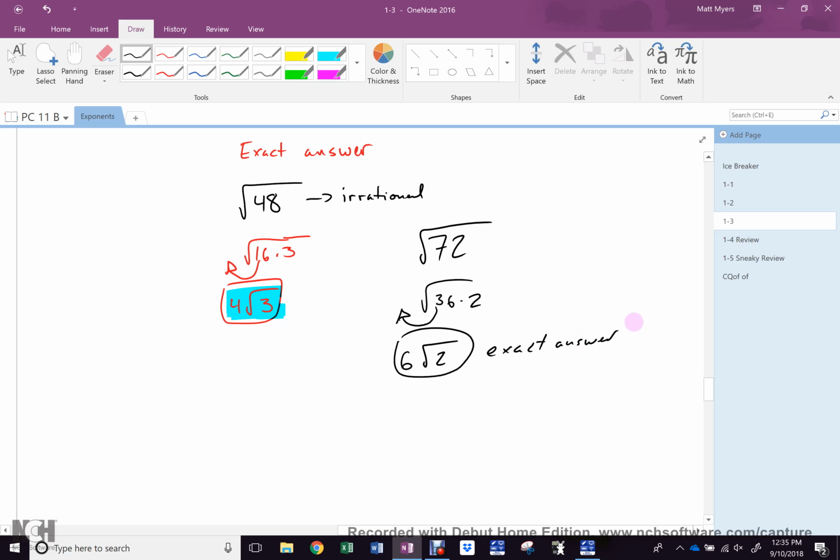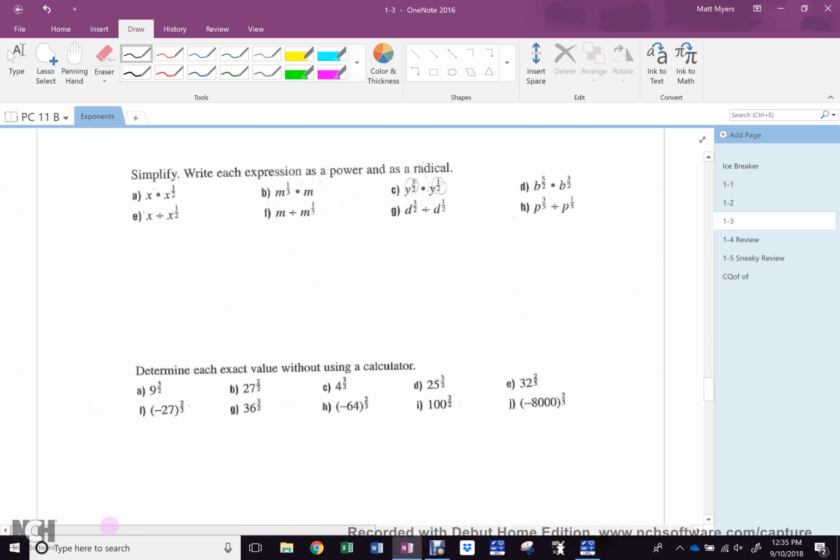Remember, if your calculator gives you decimals, that's an irrational and it's an approximate answer. Everybody good? Now, if you look in your assignment for today, what am I asking for? Exact values. So don't just punch 27 exponent bracket 2 divided by 3 into your calculator. That's physics class. That's not math class. Everybody good?